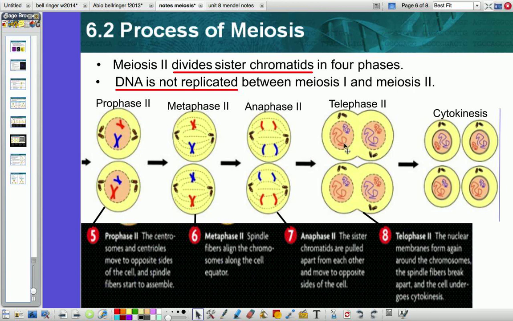And what do you end up with then? 4 daughter cells. And we're going to talk about those cells in a little more detail in the next slide.